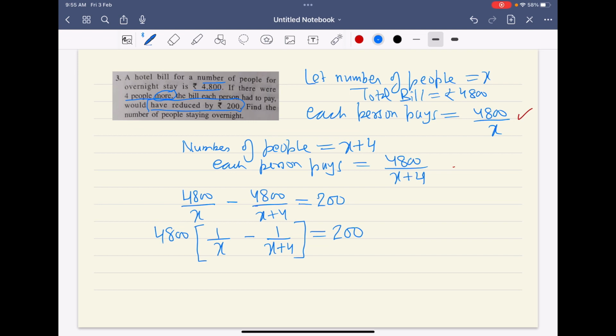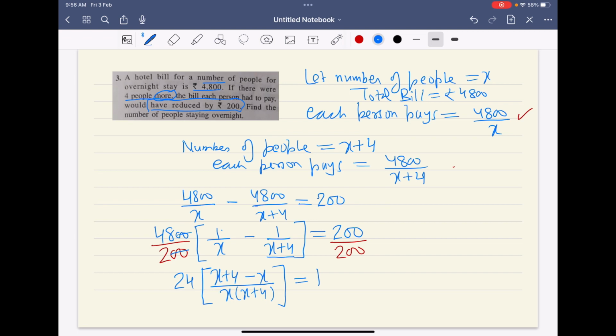Now if we see, we have 200 on this side, 4,800 on this side. We know that 48 is divisible by 2 and 100 is there. So let us divide both sides by 200. If I am dividing this side by 200, I will have to do the same here. So what do we now have? We have 24, and now we are taking the LCM. This X plus 4 comes here, minus X over X into X plus 4, which is equal to 1.